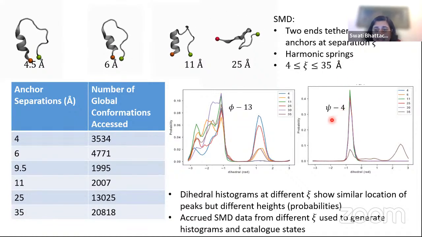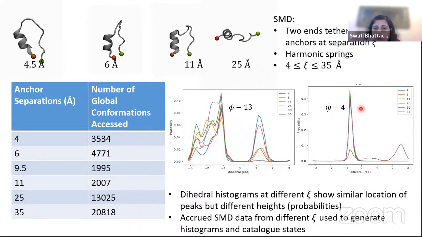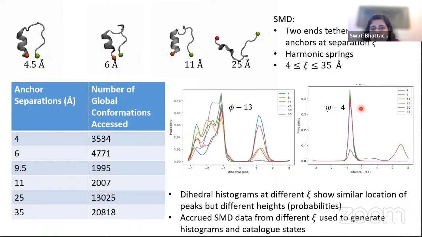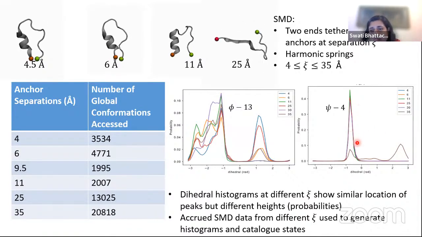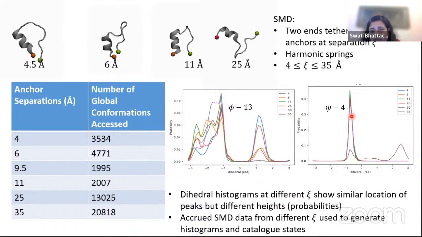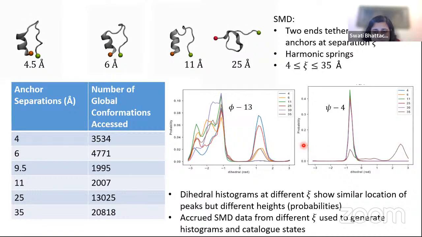So in this second example, psi 4, it was practically unimodal at all reasonable end-to-end distances, but only at extremely high stretching, we saw that this peak practically vanished and we got a new peak over here.